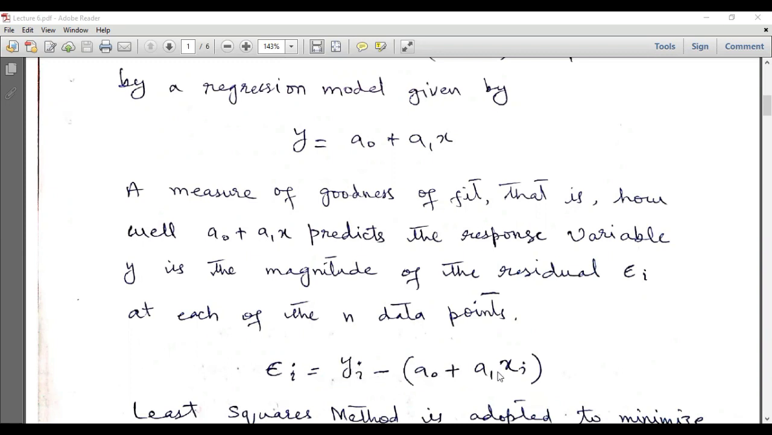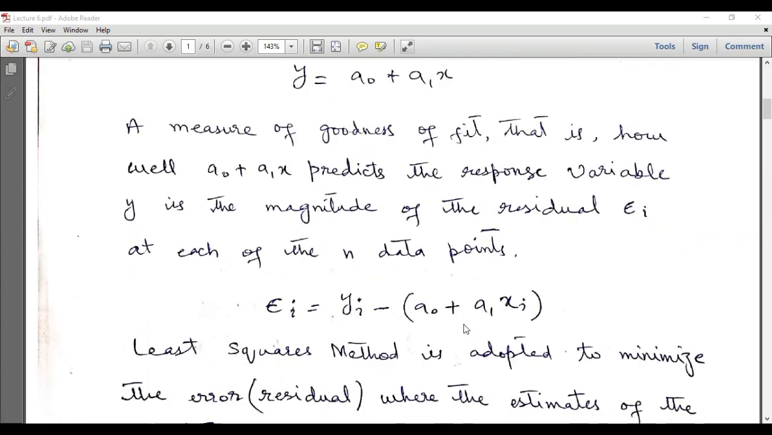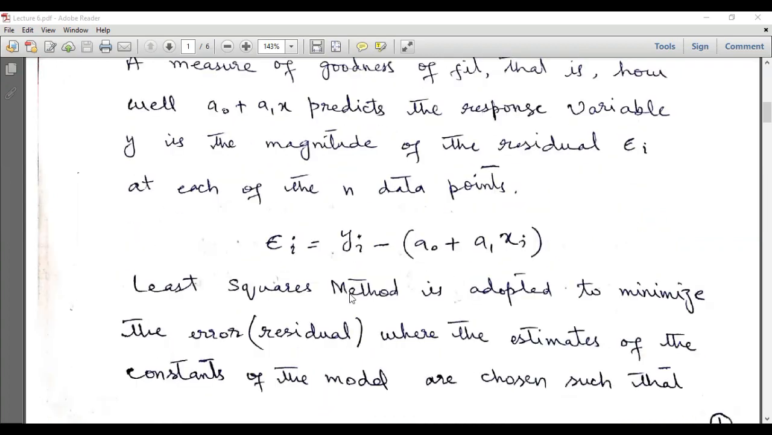So epsilon i is equal to yi minus (a naught plus a1 xi). So yi is actually the experimental value at the point i, and a naught plus a1 xi is the value that has been obtained by the mathematical model. So this is the regression model. This is the experimental data.